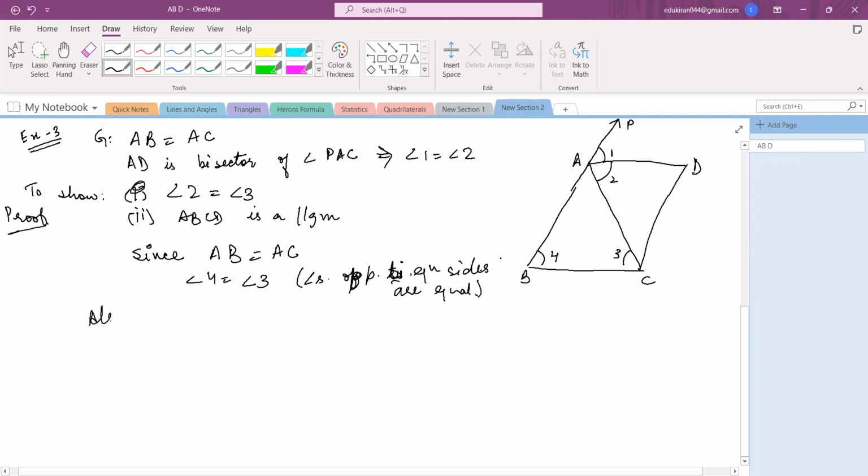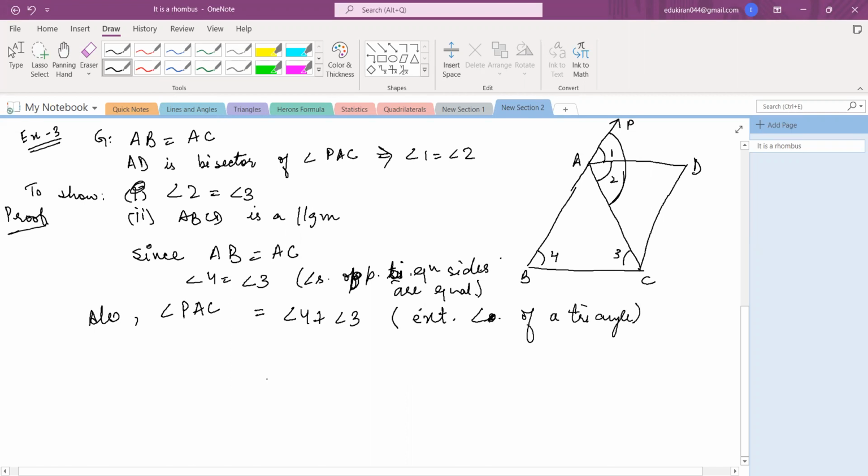Okay. Now also angle PAC, this complete angle PAC, is equal to angle 4 plus angle 3. Which property am I using here? Hamna, which property is this? You have already done the chapter of triangles. In a triangle, there's a property that the exterior angle is equal to the sum of the two interior angles, right? Yes, ma'am. So therefore, this exterior angle PAC is equal to the sum of opposite interior angles. You can write it in short, exterior angle of a triangle. This is the exterior angle property I'm using here.